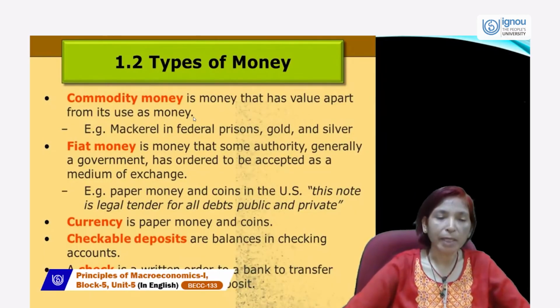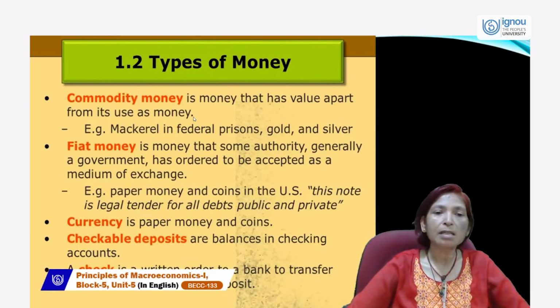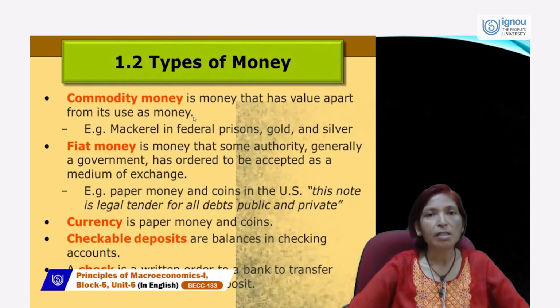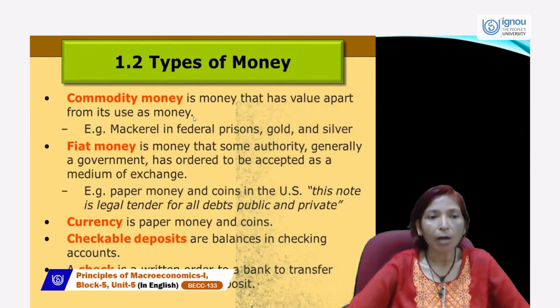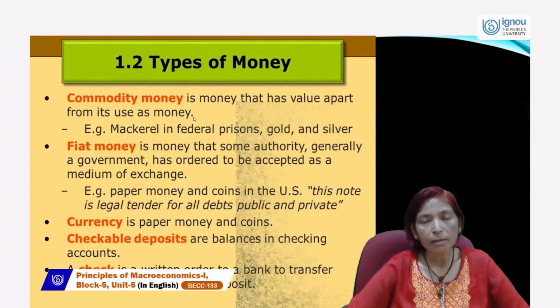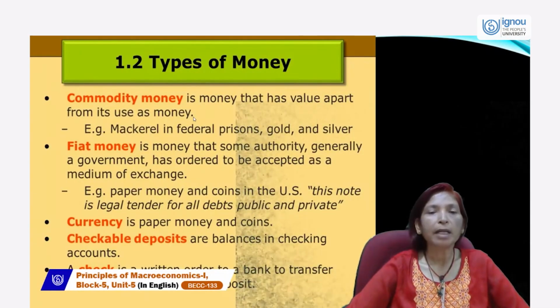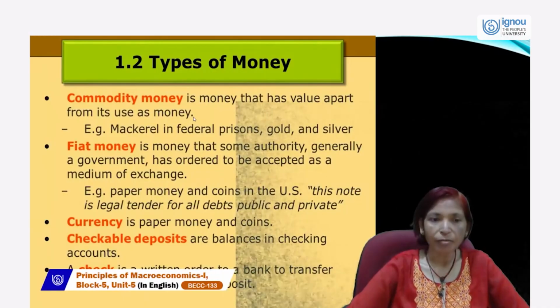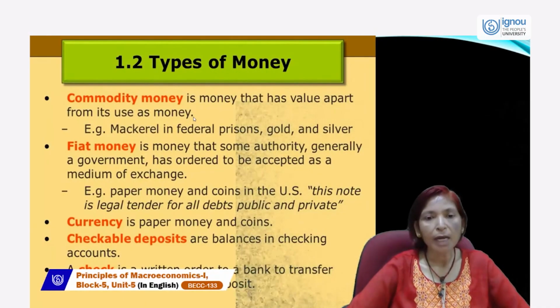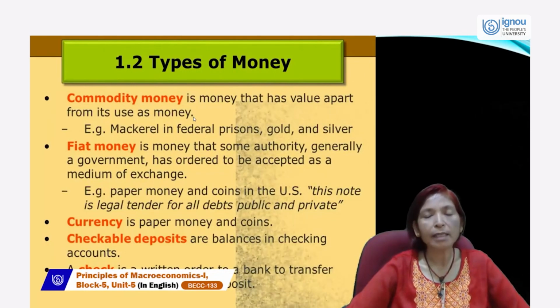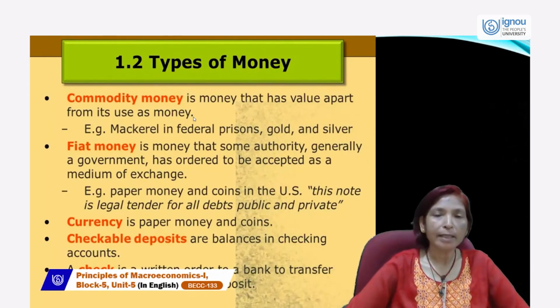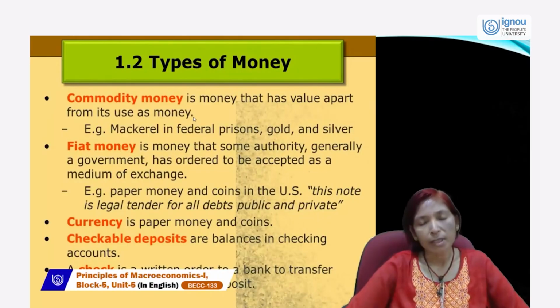Next is fiat money. Fiat money is money issued by an authority, generally the government, which has ordered it to be accepted as a medium of exchange. For example, paper money and coins. In the US, this note is legal tender for all debts, public and private.